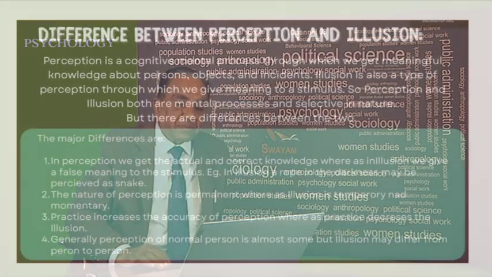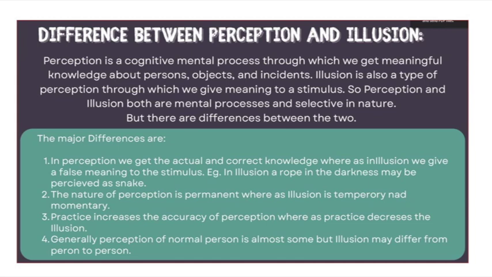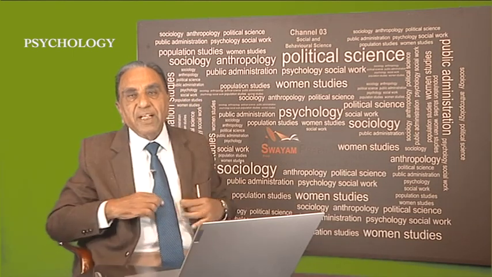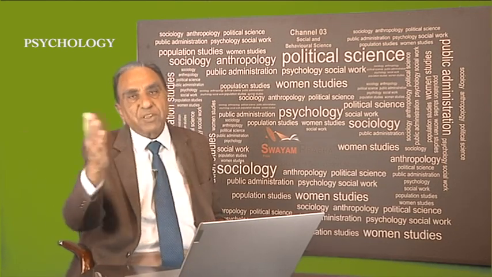Number four, generally the perception of a normal person is almost the same, but illusion may differ from person to person. If you see a permanent object, every person will give one answer. It is a chair, it is a camera, it is specs, it is a wristwatch, it is a coat, it is a tie. Everybody will see the same, whereas illusion will vary from person to person.